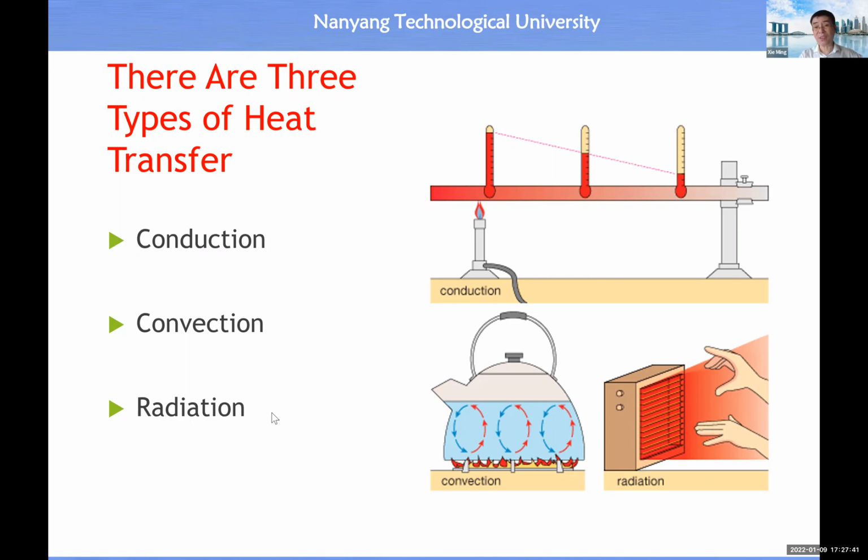Then the third one is radiation. Radiation means, because among the electromagnetic waves for certain frequency, for example, we call them infrared waves, actually they are the source of the heat. They can carry the heat. So this is another way to transfer the heat through the use of electromagnetic waves at a certain frequency or wavelength, right? So these are the three types of heat transfer, right?